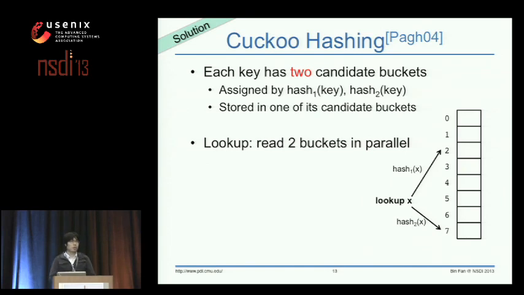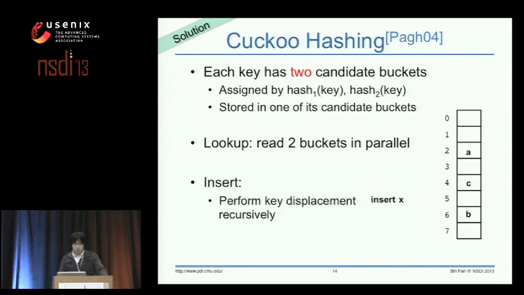This is our solution called cuckoo hashing. Basically, it's an advanced hashing scheme proposed a few years ago. The interesting idea for cuckoo hashing comes from the fact that it associates each item to 2 locations in the hash table by 2 independent hash functions, hash 1 and hash 2. And you just store this item in either location. So lookup is very simple. You just look up 2 buckets in parallel. And the interesting part is insert.